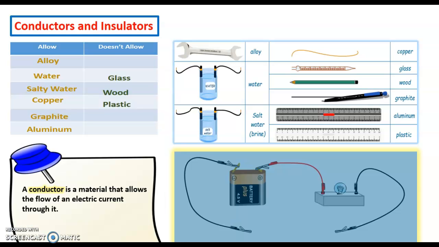Okay, so now as a conclusion, what is a conductor? It is a material that allows the flow of an electric current through it. What is an insulator? It is a material that does not allow the flow of an electric current through it.